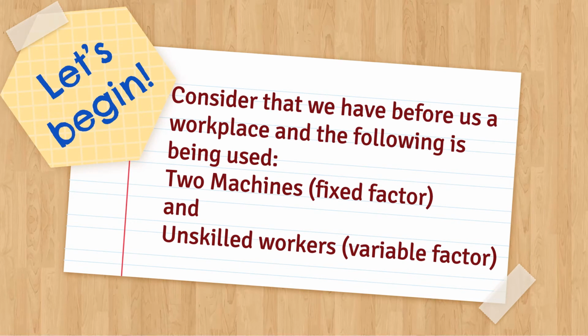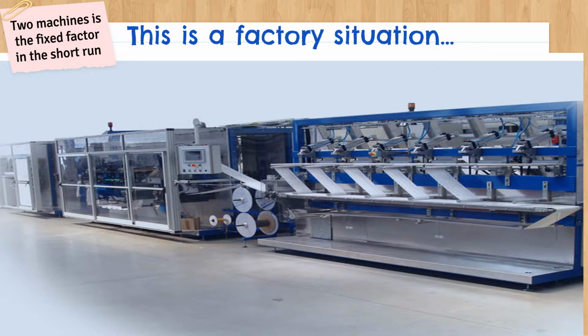Let's begin. At the outset, I'd like you to imagine something. Consider that we have before us a workplace. Perhaps this is a factory or an industrial unit. We have in this unit two machines, which is our fixed factor, and unskilled workers, which is our variable factor. Let's see what happens in this factory situation.